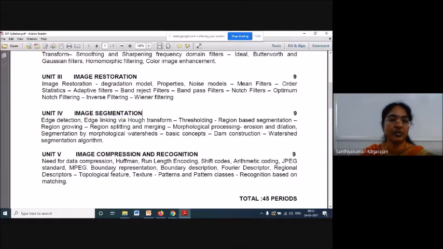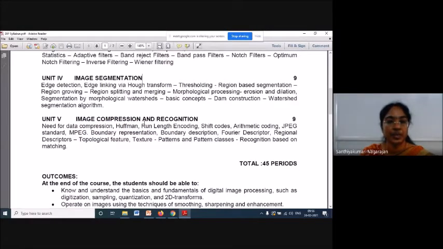Then the final unit is image compression and recognition. Here again you need to know what compression is, what the need for data compression is, and some Huffman coding, which you already studied in communication theory. Again, you're going to use the same thing to compress your image in a two-dimensional or other dimensional way. Other compression encoding techniques are run length coding, shift coding, and arithmetic coding, and you might already be familiar with JPEG and MPEG.